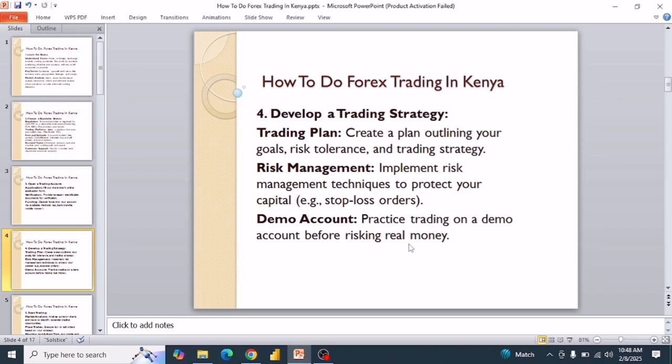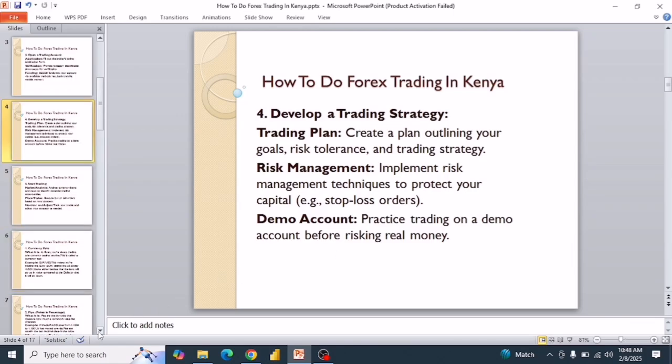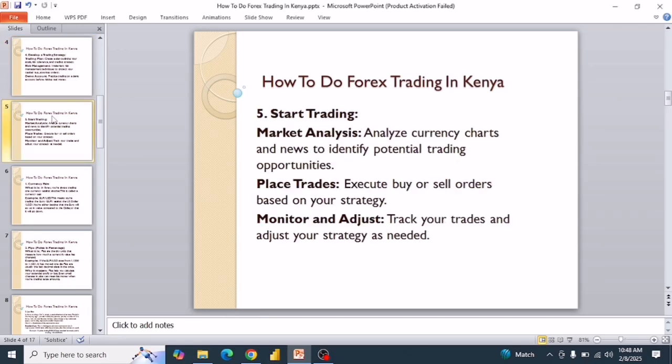We also have a demo account. So before you even open a demo account, understand about trading strategy. Go and watch videos on how to trade forex, and then you can now open a demo account. After opening a demo account, you can now start trading. Apply your trading strategy, analyze the market, place a trade, monitor, and adjust. After that, now let's go into understanding the concepts that you need to know for you to trade.